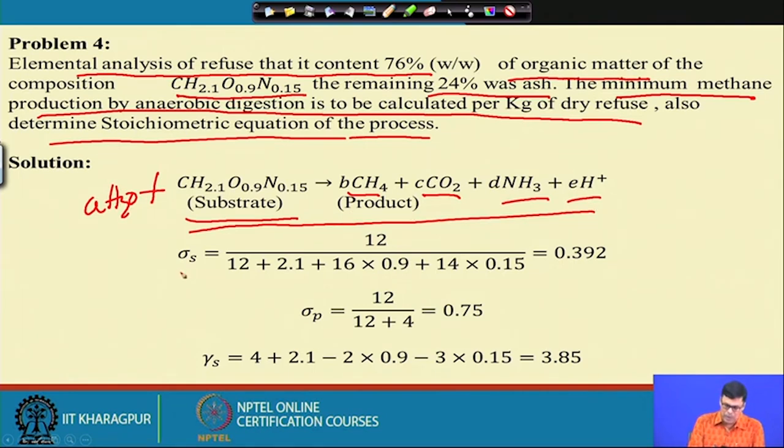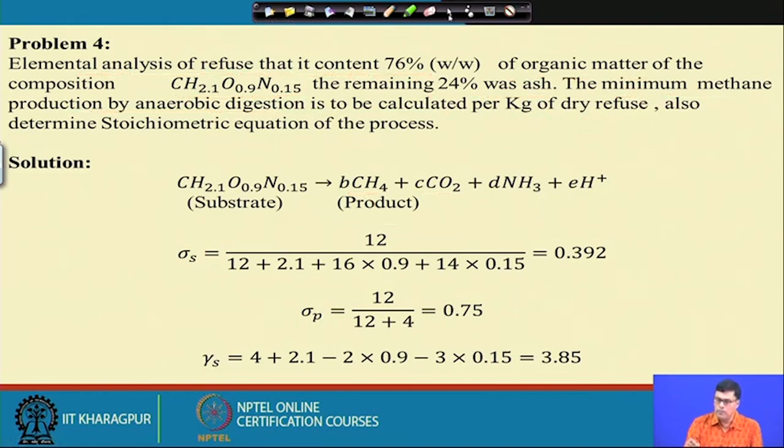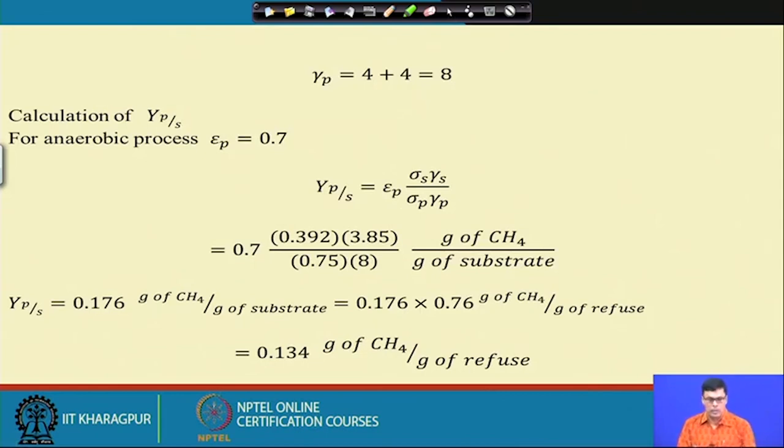Here we can find out sigma s and gamma s, and sigma p and gamma p we can easily calculate on the basis of the empirical relationship. In this anaerobic digestion process, the thermodynamic coefficient is 0.47, as I have already mentioned.